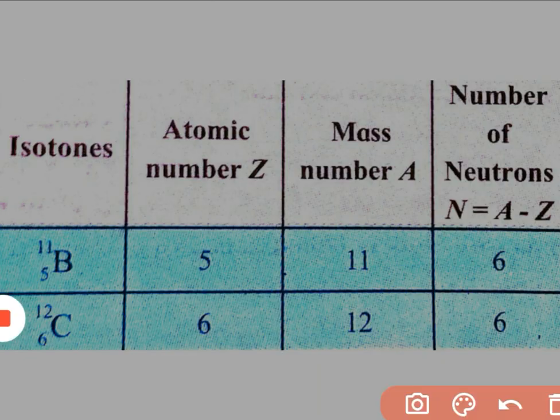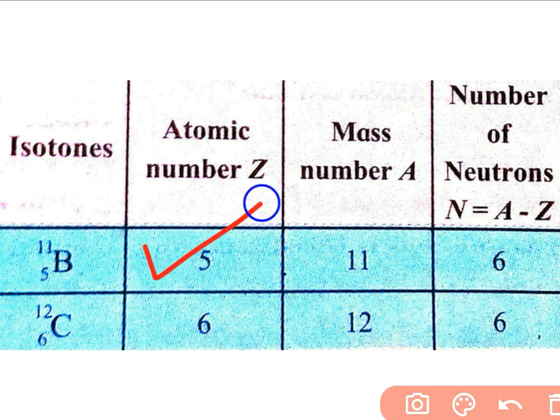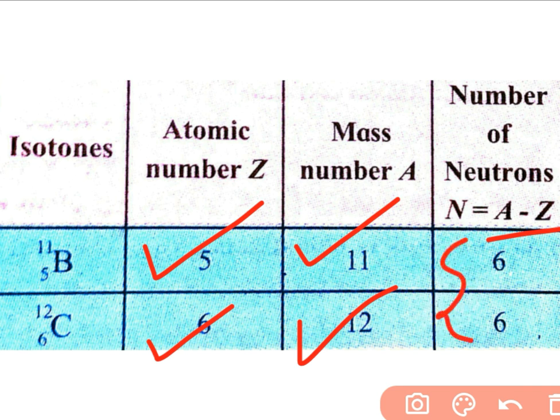Atomic number is 5 in case of boron 11 and 6 in case of carbon 12. Next, mass number 11 and 12. Number of neutrons is calculated by using the A minus Z formula. So you will get the same number of neutrons for both, carbon and boron. So boron 11 and carbon 12 are isotones of each other.